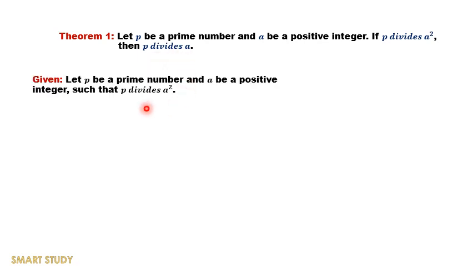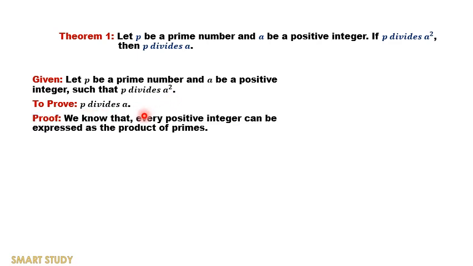So we'll see the given thing: p be a prime number and a be a positive integer such that p divides a square. So p divides a square is the given thing. To prove, we need to prove here p divides a. So proof: we know that every positive integer can be expressed as a product of primes by the fundamental theorem of arithmetic. So let a equal to p1 into p2 into so on pn. Here p1, p2 and pn are the prime numbers. So we have expressed the composite number a as a product of primes.